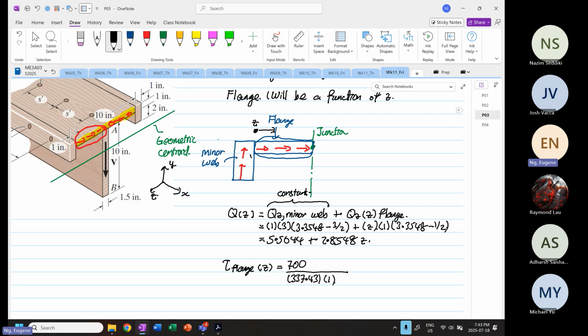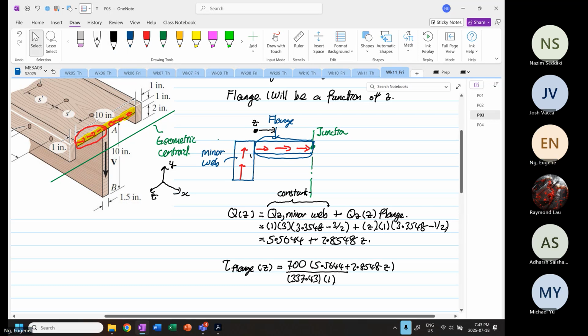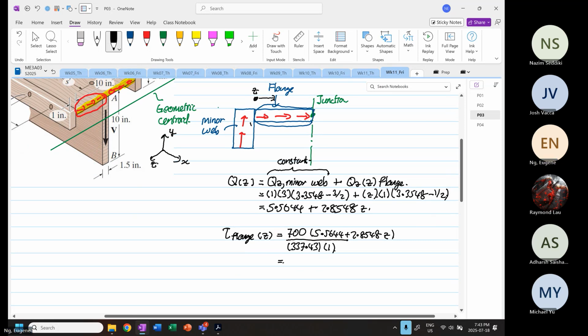Thickness is 1 inch, right? And then you have 5.5644 plus 2.8548 Z. Okay. So this will be equal to 700 divided by 337.43 divided by 1 times 5.5644, which is equal to 11.543, plus 11.543 times 2.8548 Z, which gives 5.922.